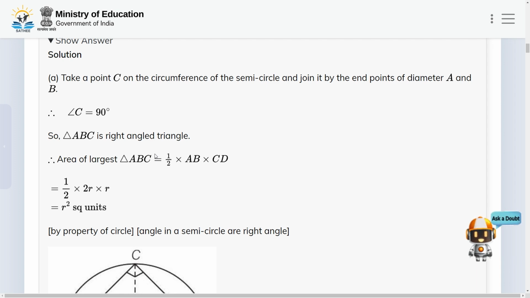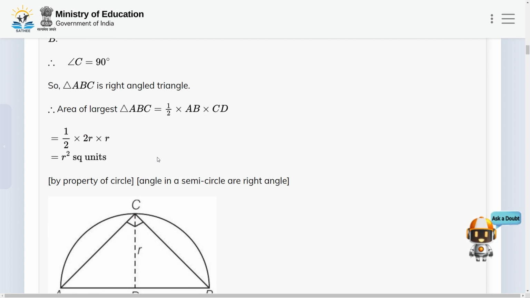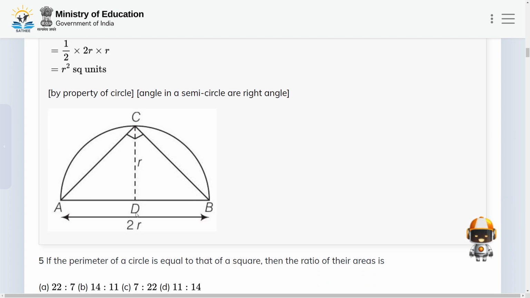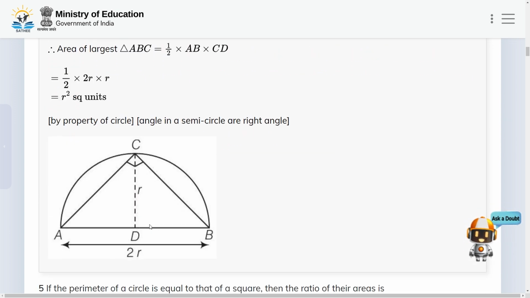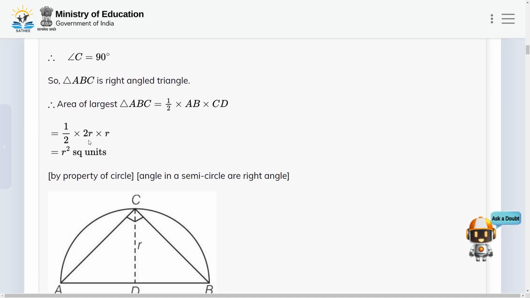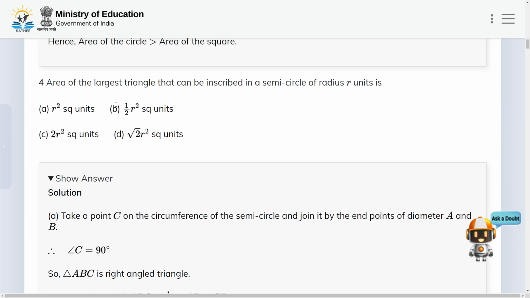Therefore, the area of the largest triangle ABC is equal to half times base times height, that is half times AB times CD. Here AB is 2R and CD is R. So it is equal to 1 by 2 times 2R times R, that is R square units. By the property of circles, the angle in a semicircle is a right angle. So the area of the largest triangle is R square units.